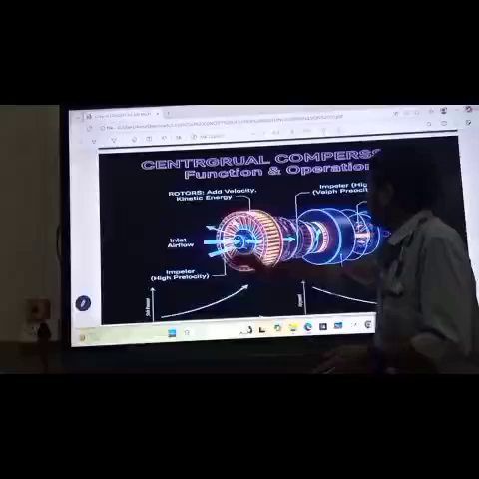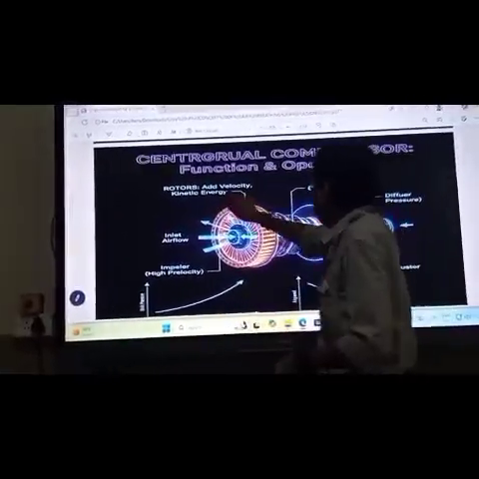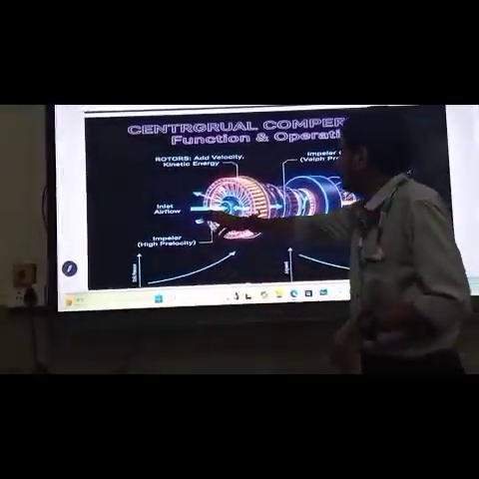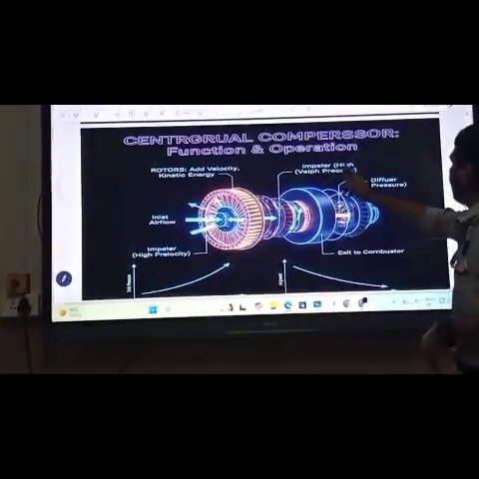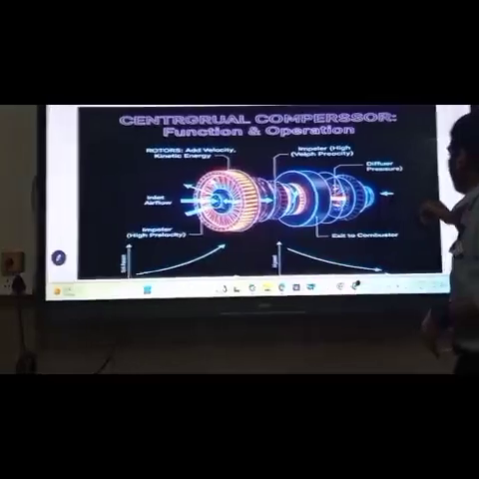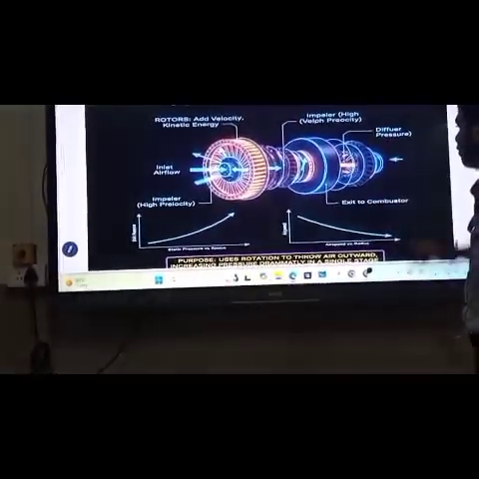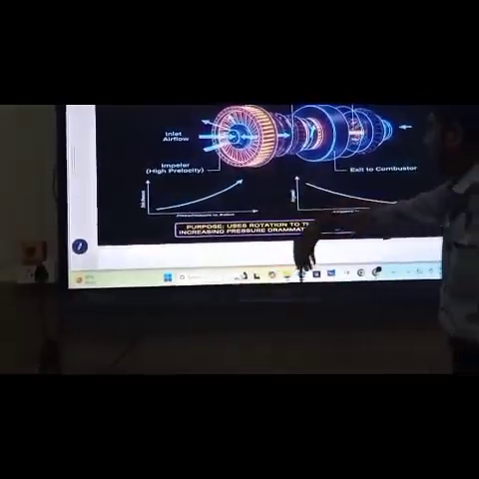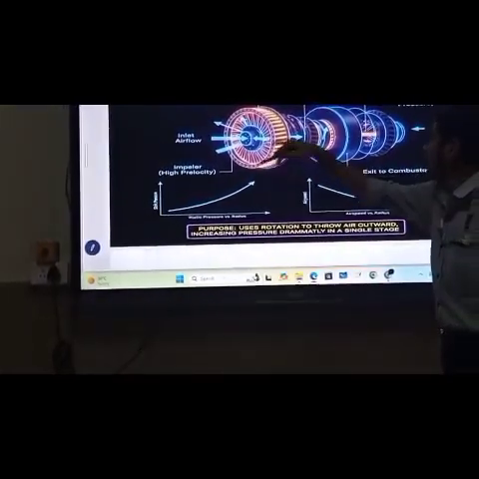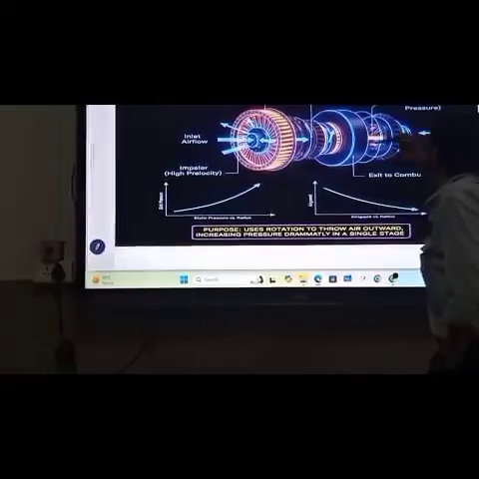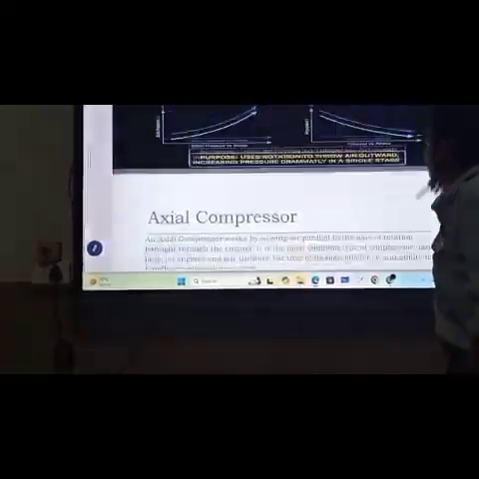Centrifugal compression function and operation are shown in this slide. Inlet airflow, impeller with high velocity and kinetic energy, diffuser with pressure, then to the combustor. We mention in this the air speed and static pressure versus the engine sections, as the air intakes and passes through.